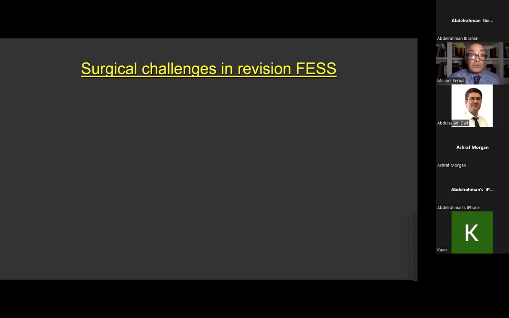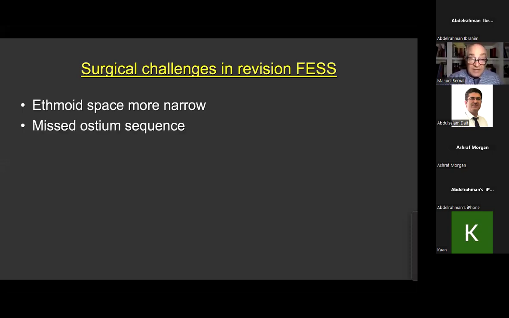Now, what are then your surgical challenges in revision FESS? First of all, be aware that the ethmoidal space is narrower than it was before. And the reason is that even if you have preserved the middle turbinate, it always gets a little bit more lateralized and the space of the ethmoid grows smaller. Be aware of that. Sometimes you have missed the natural ostium of the maxillary sinus, and then you see an opening and say, hey, maxillary sinus is open, and that is not the natural ostium. You really need to go in with your backbiter and then palpate with the backbiter to see whether the natural ostium really has been opened in the first procedure.